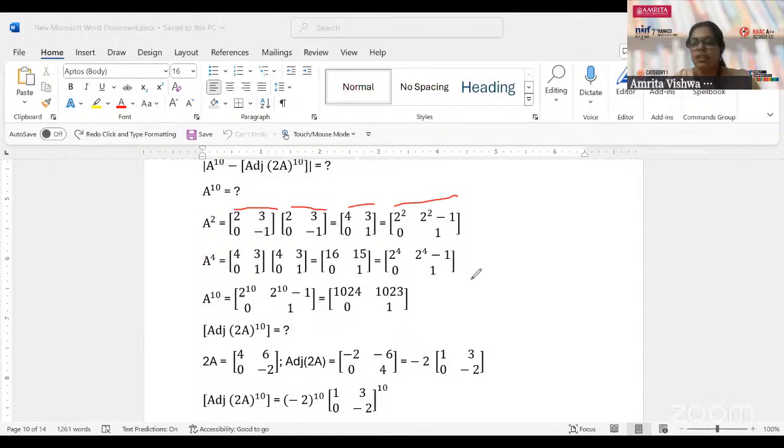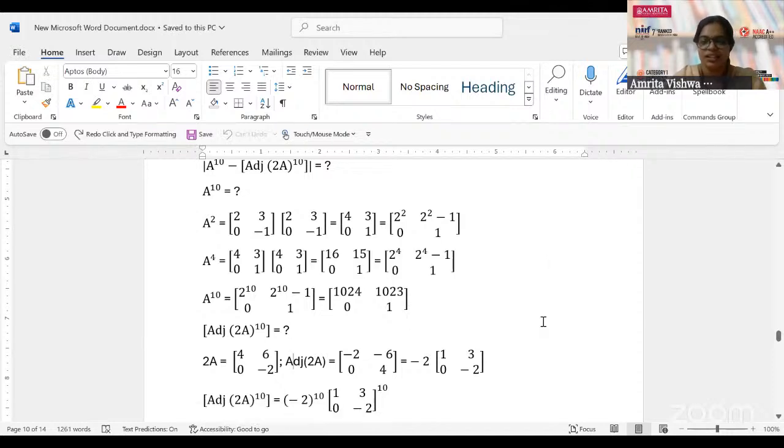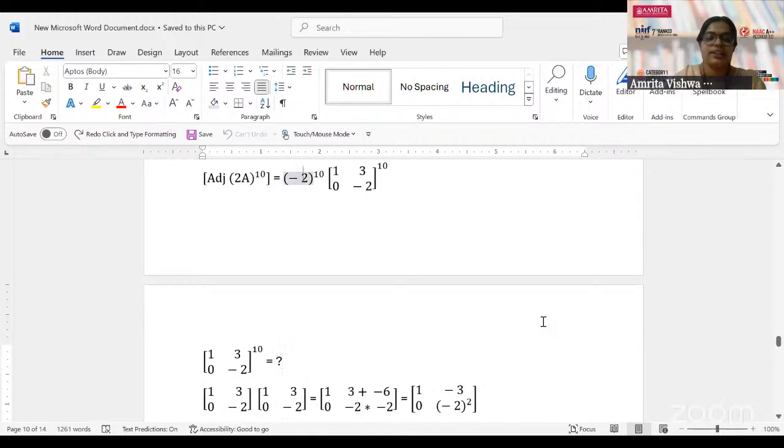So when it comes to A raised to 10, it's definitely 2 raised to 10, 2 raised to 10 minus 1, 0 and 1. And 2 raised to 10, we all know the value. It's 1024. So 2 raised to 10 minus 1 is 1024 minus 1, that's 1023. So I got the value of A raised to 10. This is the easiest method in which you can solve this question because you have studied everything, and that too in the direct manner. So this is really easy.